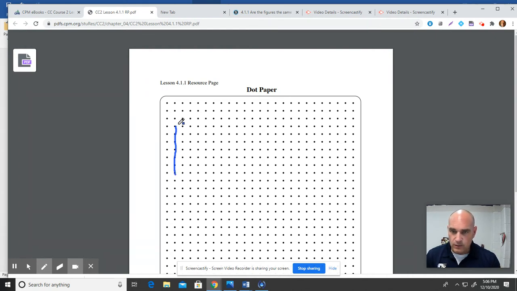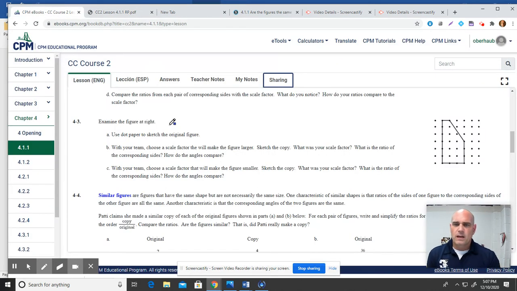And then we've got it going across 1. And on the bottom, we have it going across 3. So 1, 2, 3. And it goes up 1, 2, 3. And then we connect this diagonal. So there's my original picture. All right, so we drew that.